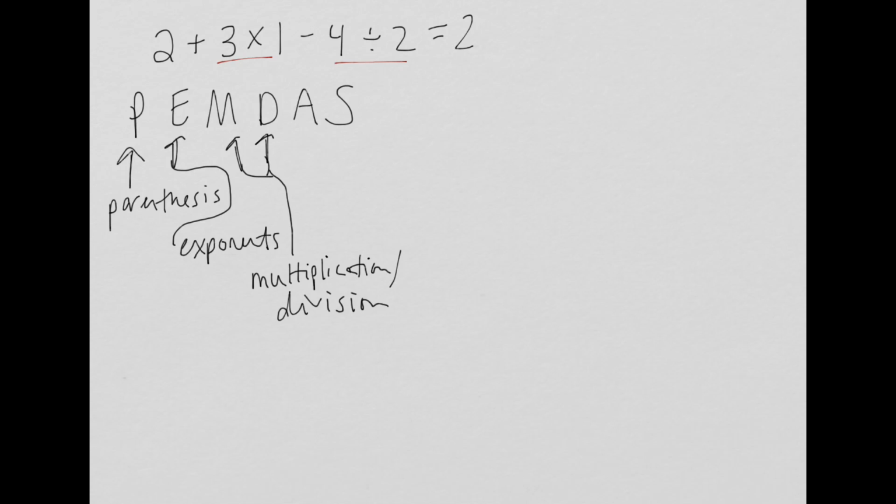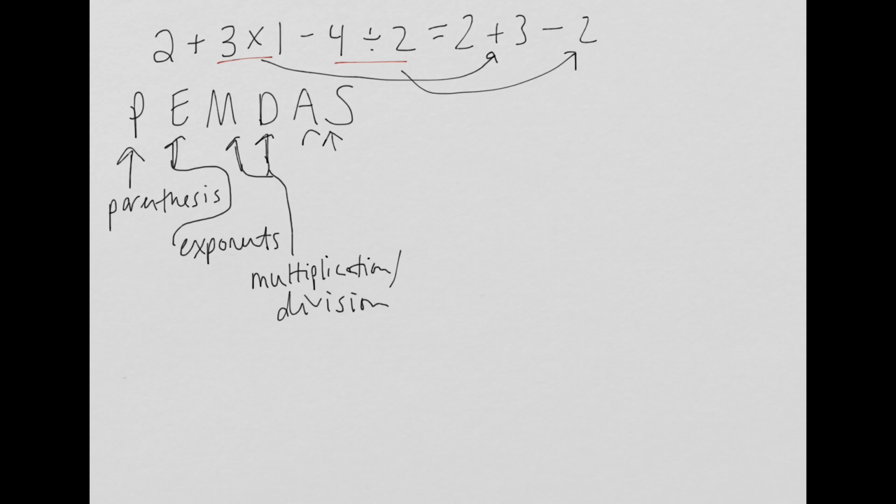So let's see what I get here. I get 2 plus 3 times 1, which is just 3, and then 4 divided by 2 is 2. See how we did that? So I did the 3 times 1 became my 3. So there's that. And the 4 divided by 2 became my 2. It's getting a little messy, but I think it's okay.